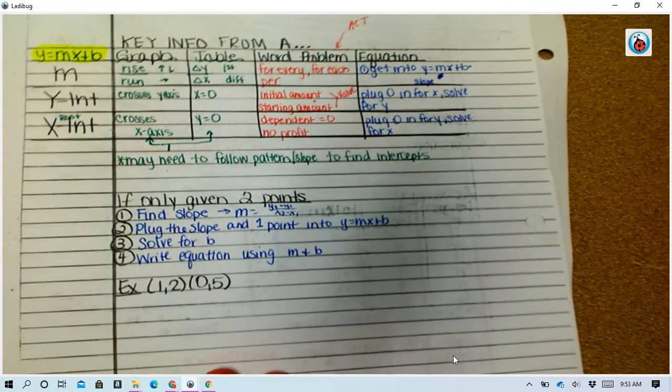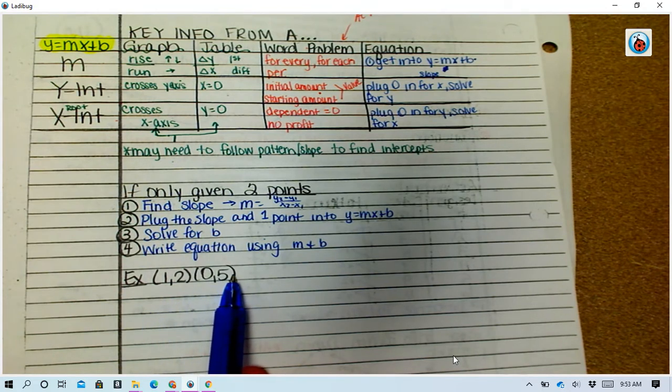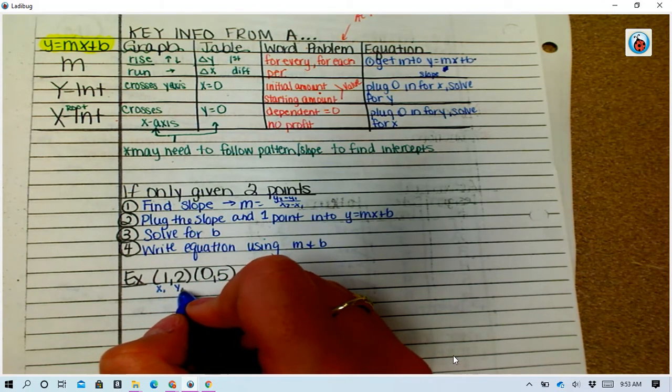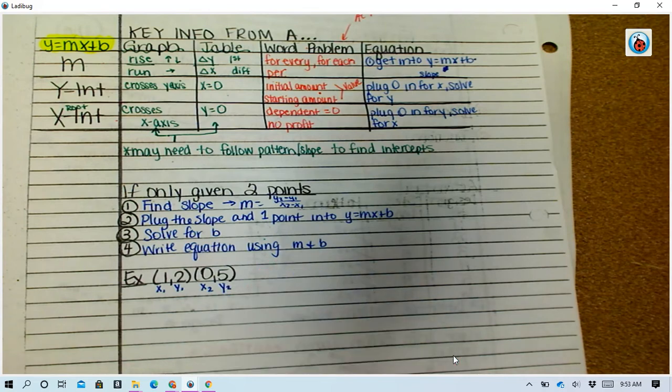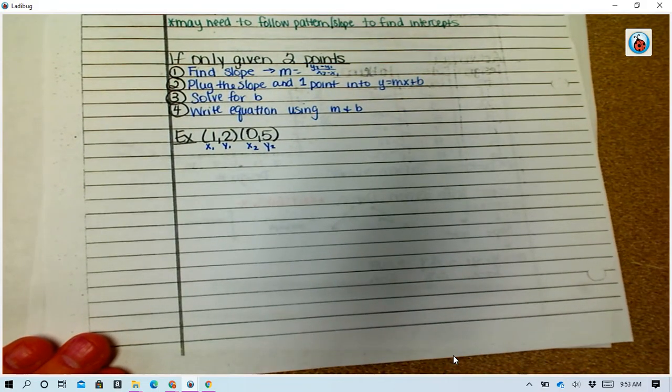So here's our example. We only have the points 1, 2, and 0, 5, and we need to write an equation. So if you need to, this first point is where we get x1, y1 from, and this second point is where we get x2, y2 from. And I have a little less than half my page left, so you should have plenty of space.